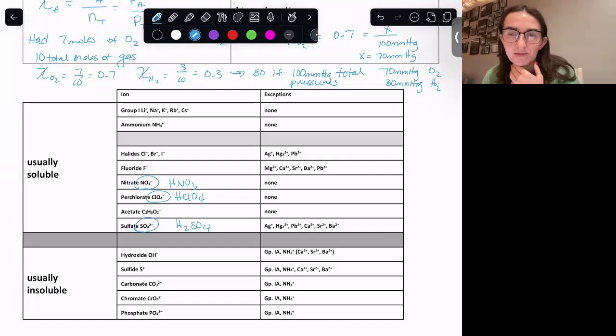You memorize acids and bases just so that you recognize which ones are strong. If you know which ones are strong from the acids and bases, then everything else is weak. So if you're doing an acid-base question and you don't see any of the acids or bases that are strong, then you know you have a strong acid and a weak base or something like that.